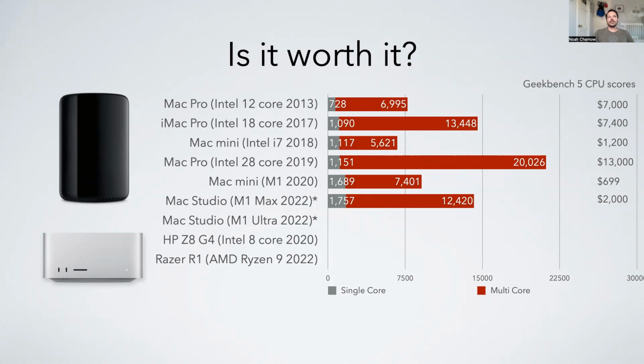And then if we look at the highest end, the M1 Ultra Mac Studio, you're paying $4,000 and you're getting a computer that's faster than a $13,000 Mac Pro. That's amazing. So your bang for your buck on a Mac has drastically increased with the switch to Apple Silicon.